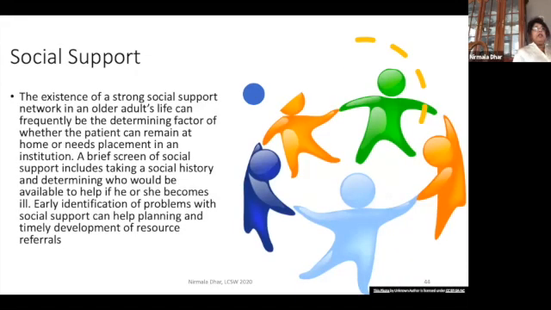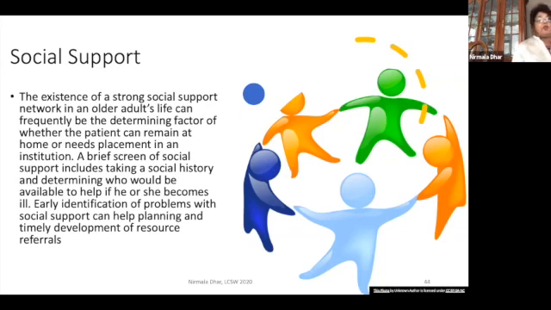Next slide. So the next in the comprehensive geriatric assessment, and this has gained wide priority, not just more so in COVID-19, but prior to COVID-19, is this whole concept of social isolation and social support. We sometimes call having a strong social support network your social capital. The existence of a strong social support network in an older adult's life can frequently be the determining factor of whether the person can remain at home or needs placement in an institution.